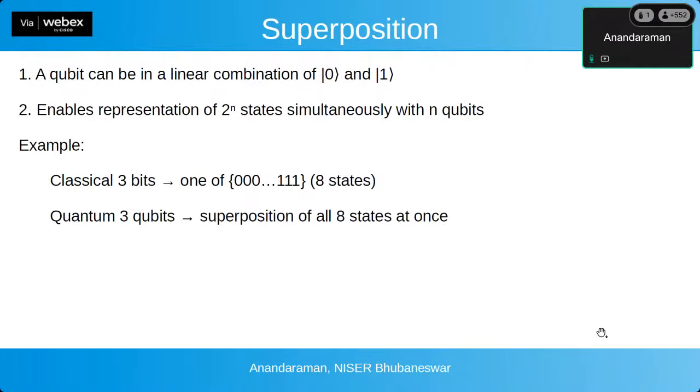Okay, so superposition means it can be in both states, 0 and 1. So 3 bits mean 2 power 3 states. It can be in 0 0 0, 0 0 1, 0 1 0, so it can be in any state. A qubit is nothing but an electron or proton or neutron, just a subatomic particle. So it can be in any position, any location. That is a state.